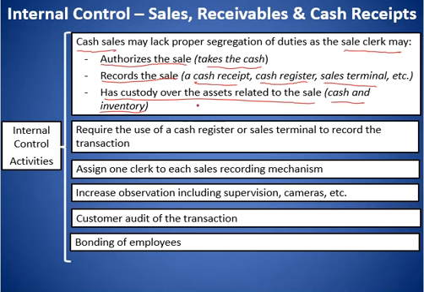Now, when we have cash issues where a person is in charge of all those functions, we have to try to increase the types of internal controls over the cash. And as an example, one of the things for cash, we should require the use of some form of a cash register or a sales terminal to record the transaction. Now, what that means is every time somebody makes a sale, we should record that sale in the cash register.